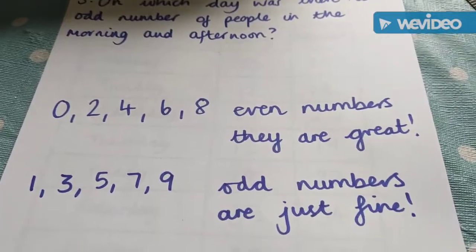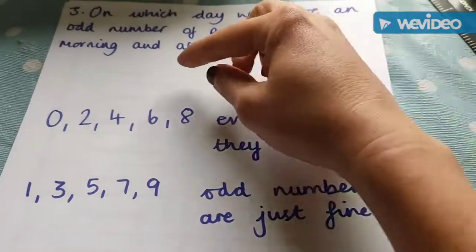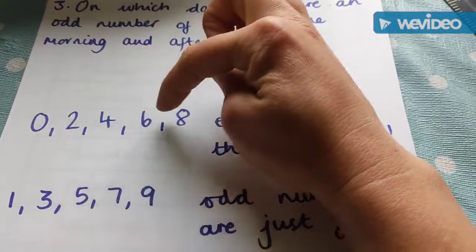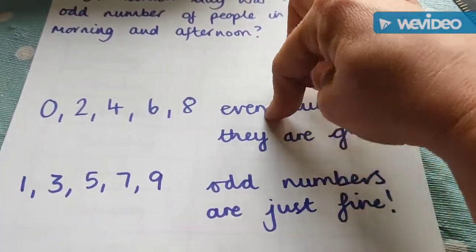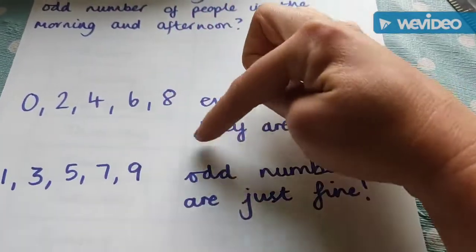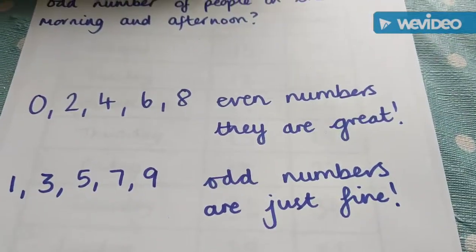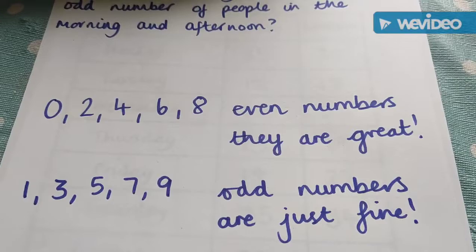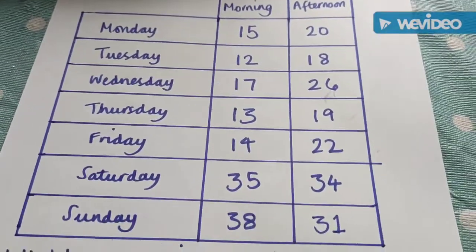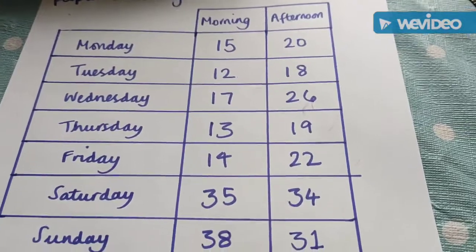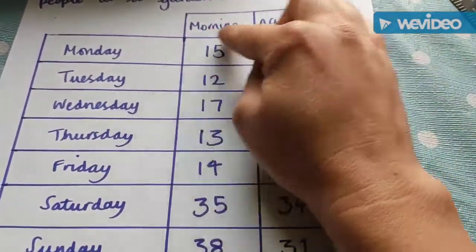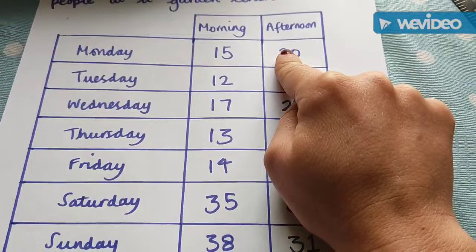You might have your own way of remembering it, but as long as you know that if a number ends, it's the last digit that's important, with a 0, 2, 4, 6 or 8, it's an even number. If it ends with a 1, 3, 5, 7, 9, it's an odd number. So let's go back to our table, and we're having a look for odd numbers on both the morning and afternoon. So we want a day when we had an odd on the morning and afternoon.